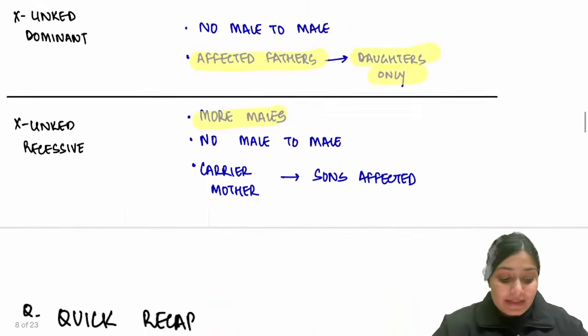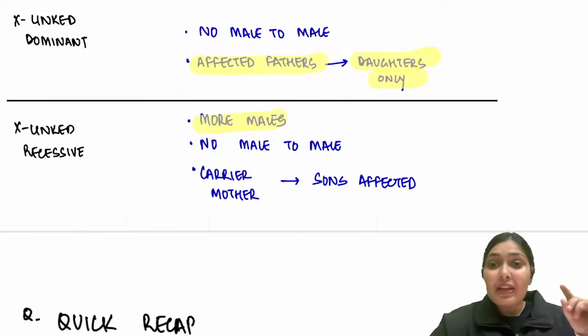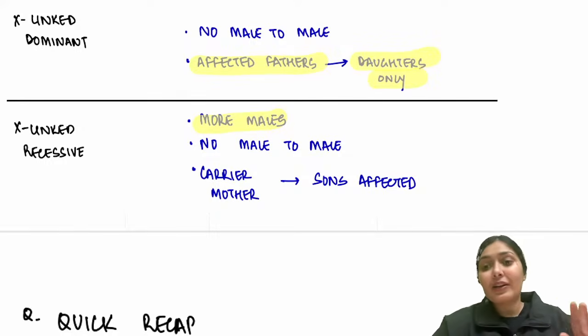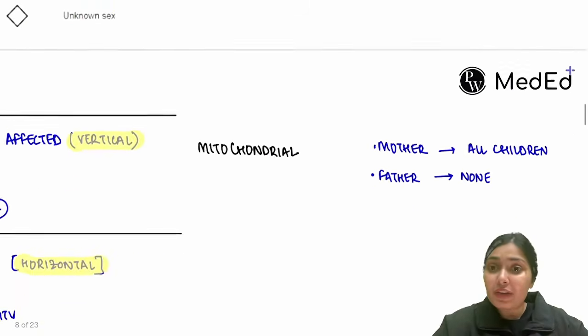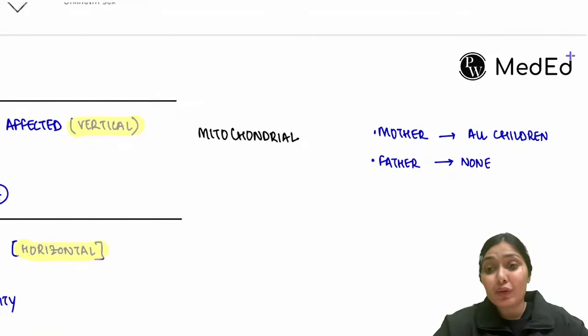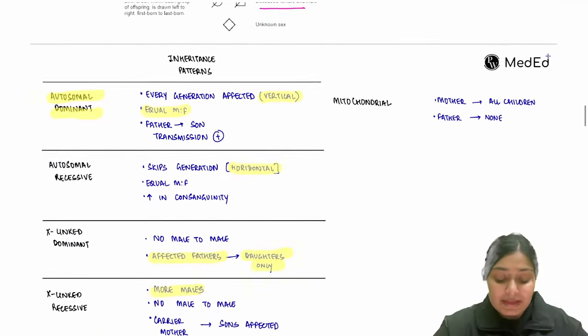Then we have X-linked. In X-linked, we discussed that no male to male transmission is going to be there. If it is X-linked dominant, then affected fathers will give it to only daughters. If X-linked recessive, carrier mothers are going to give it to their sons. And finally, we have the mitochondrial pattern of inheritance, in which only the mother can give it to all the children. The father is not going to give it to any child. So this is how you're going to read pedigree analysis.